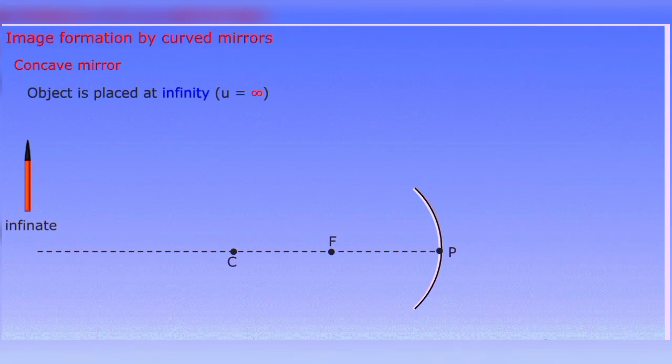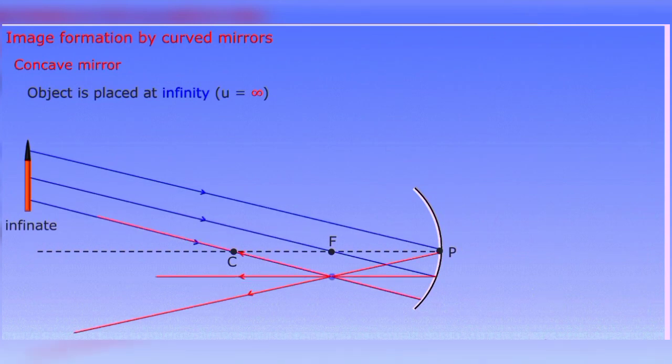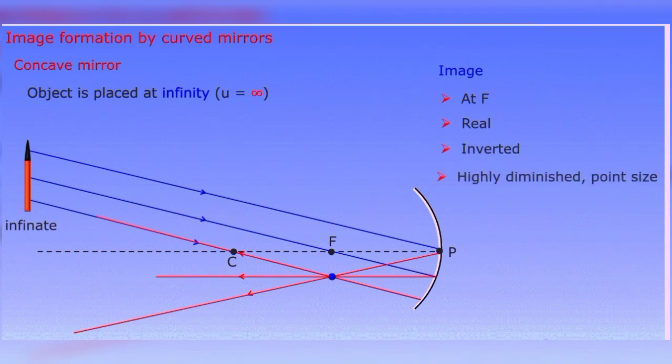The rays of light from infinity travel parallel to the principal axis according to rule first. These rays of light after reflection from a concave mirror intersect each other at the principal focus of the concave mirror. Hence, a point-size image of the object is formed at the principal focus of the concave mirror. Hence, the image formed is highly diminished, and the rays of light actually intersect each other at a point. So, the image formed is real, and real is always inverted.